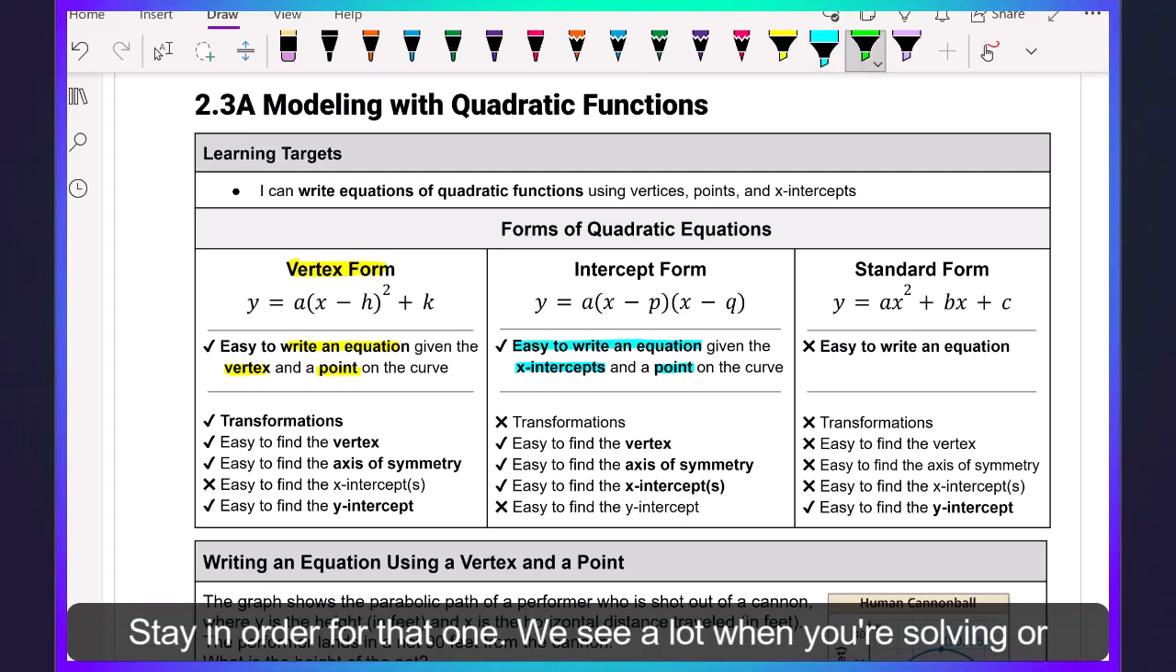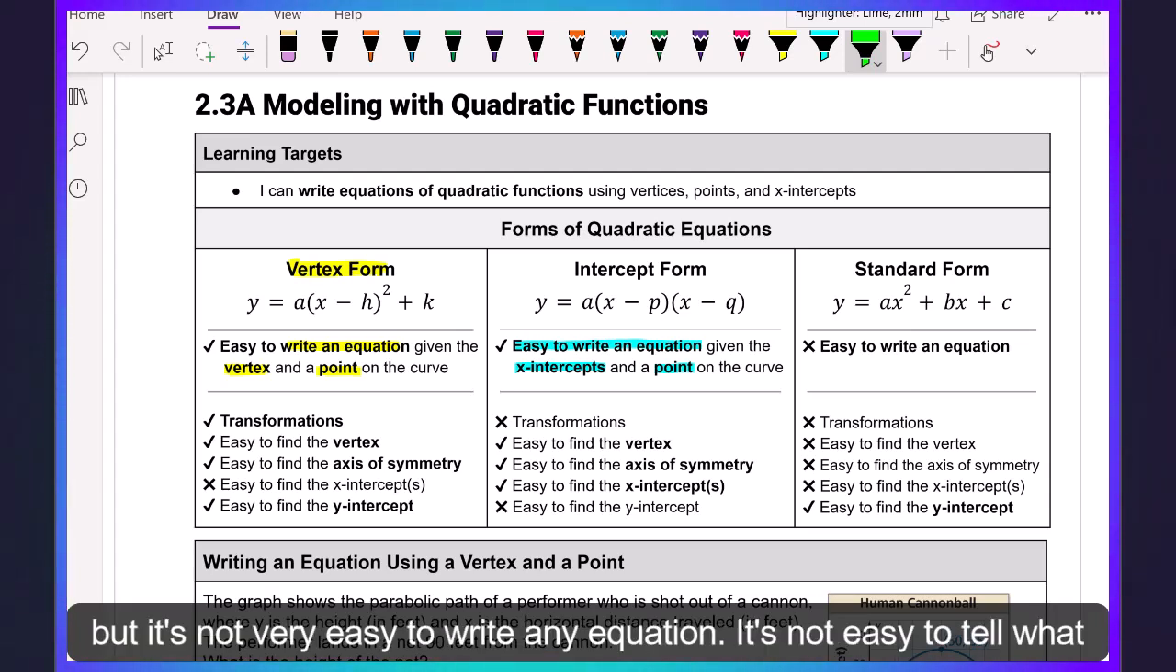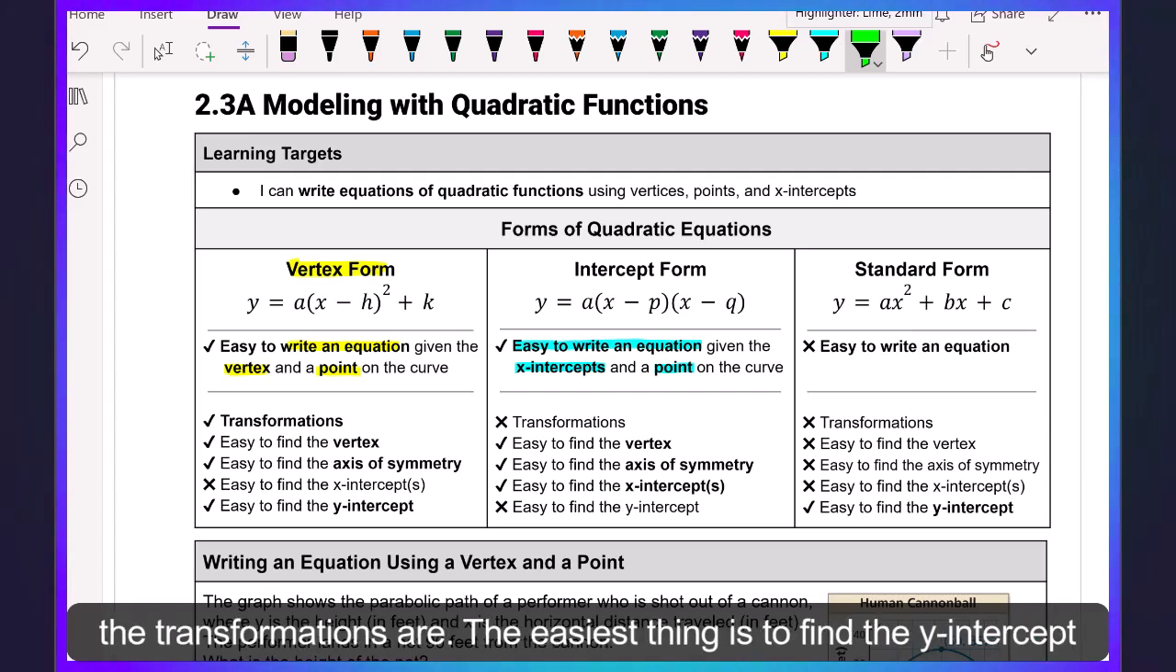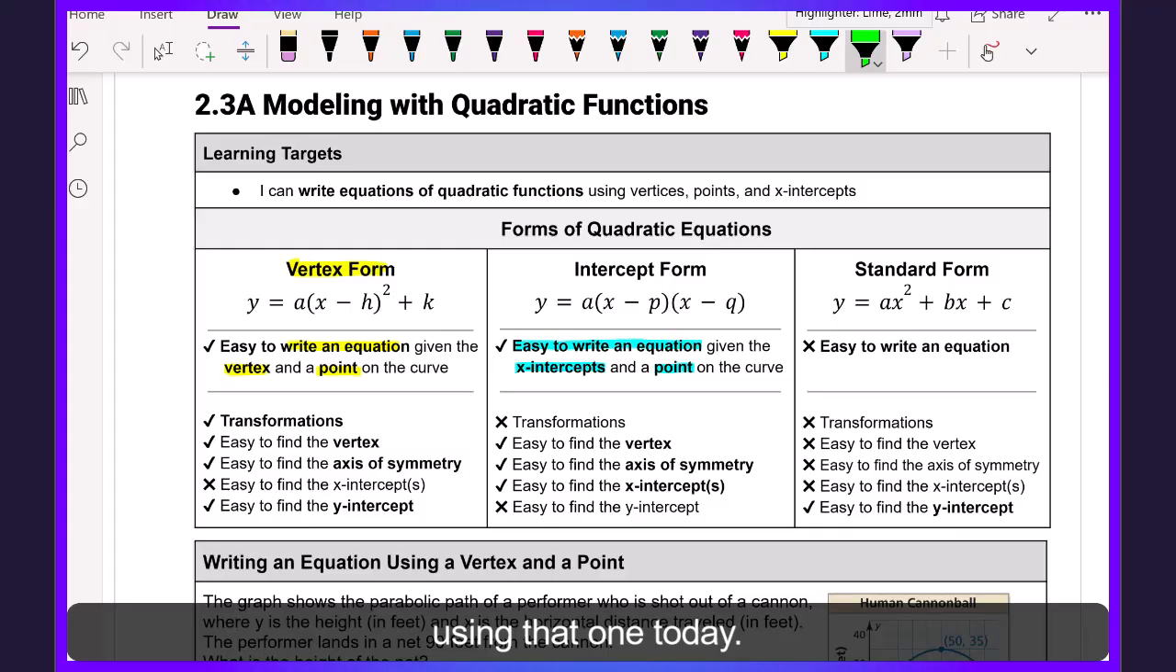Standard form, that one we see a lot when you're solving or when you are trying to factor or graph. But it's not very easy to write an equation. It's not easy to tell what the transformations are. The easiest thing is to find the y-intercept because that's just the value for c. But we're not going to be using that one today.